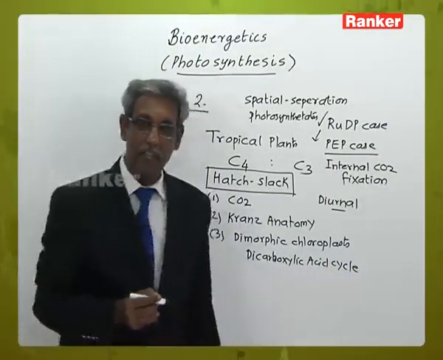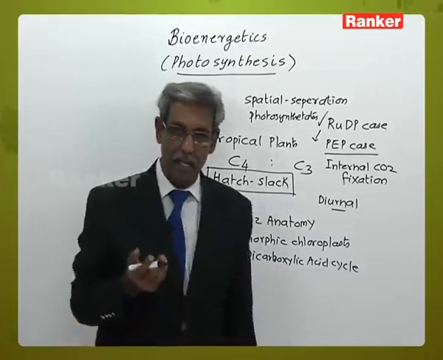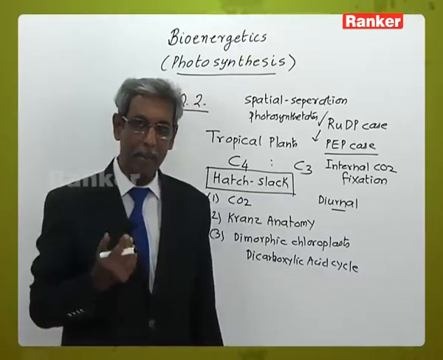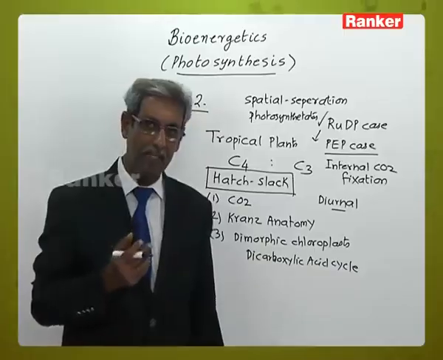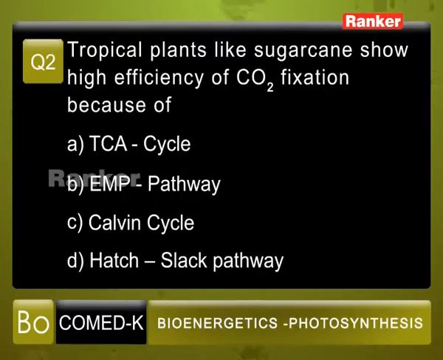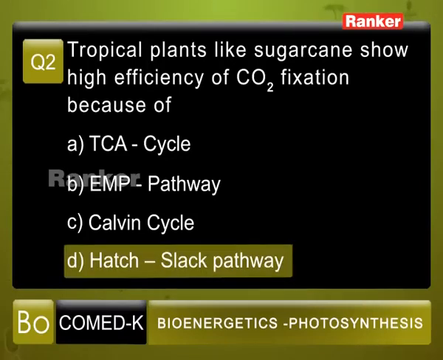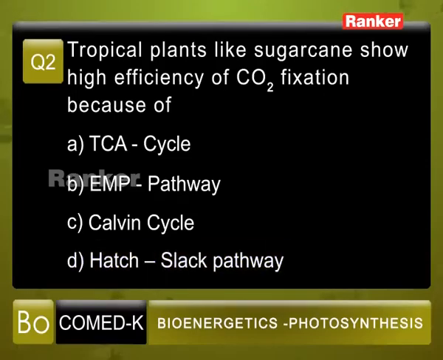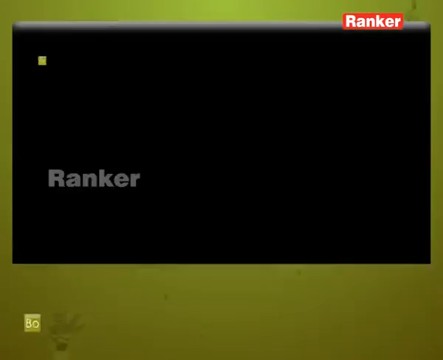While the TCA cycle is nothing but the Krebs cycle, EMP is an alternative pathway, and the Calvin cycle is a traditional cycle of photosynthesis with relation to the path of carbon. So among the choices, the right answer is the Hatch-Slack pathway, that is, answer D. We go to question number 3.